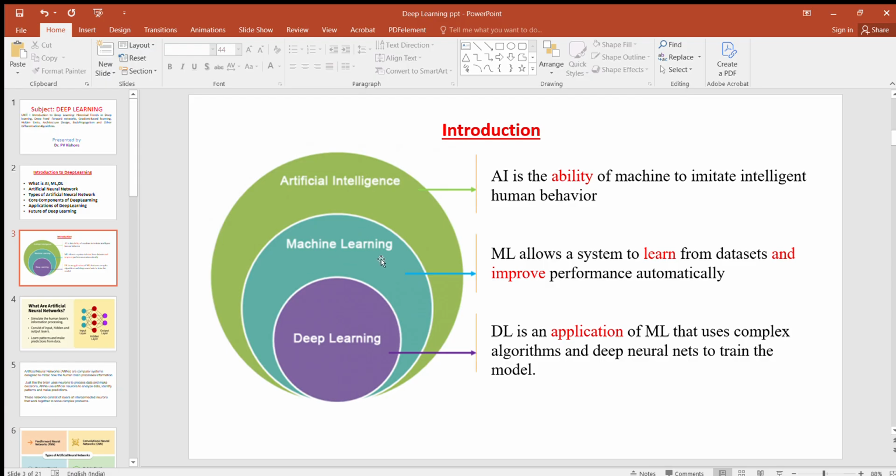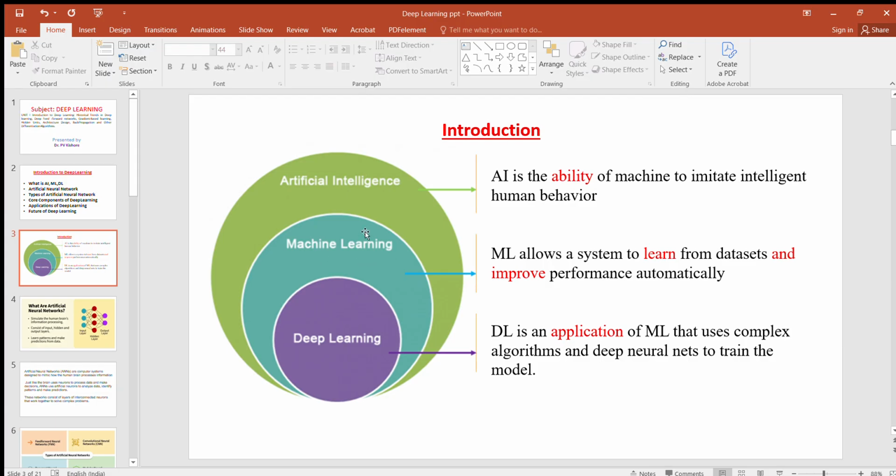Now machine learning. What is meant by machine learning? Machine learning allows a system to learn from data sets and improve performance automatically. Which means that machine learning is a technology which allows the system or the computer to learn from a data set. For what purpose does it have to learn? To improve the performance automatically. That means the machine has the capability to take its own decision to complete a particular task or work, which helps machine learning.